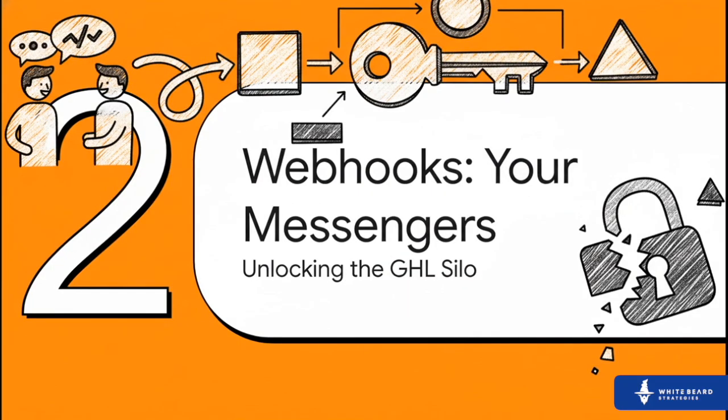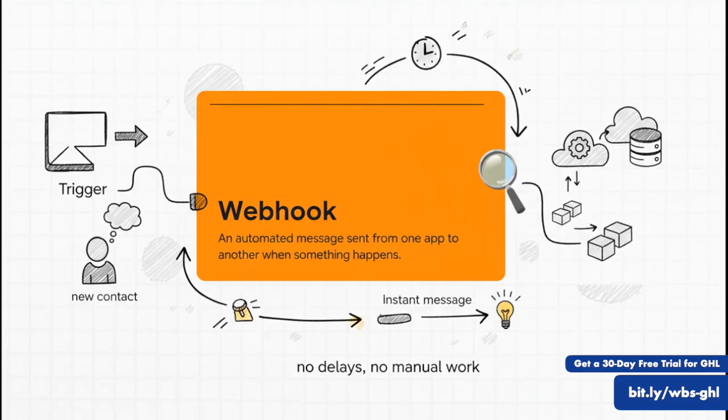So how do we fix this? How do we build a smarter system? Well, instead of you manually carrying information from one app to the next, we're going to use something called a webhook. This is the key. This is what's going to let you break down those silo walls and let GHL talk to the rest of your business software. So what in the world is a webhook?